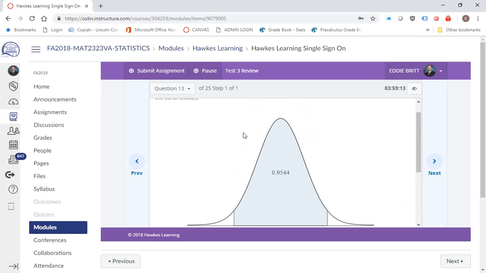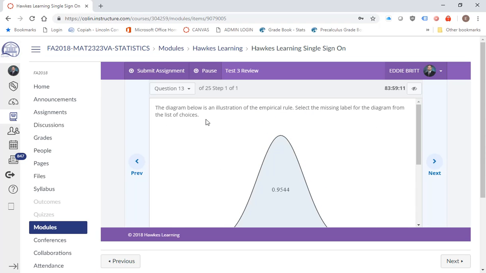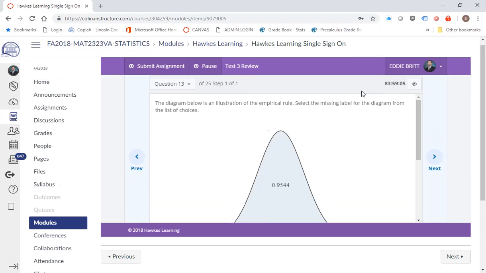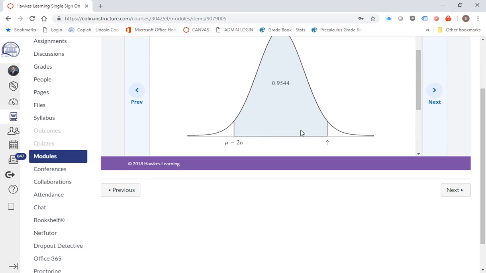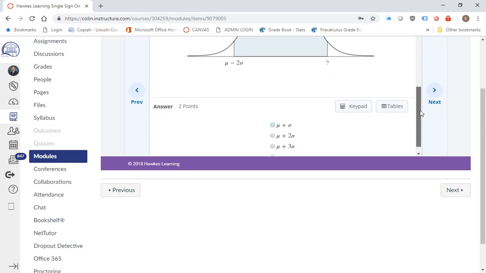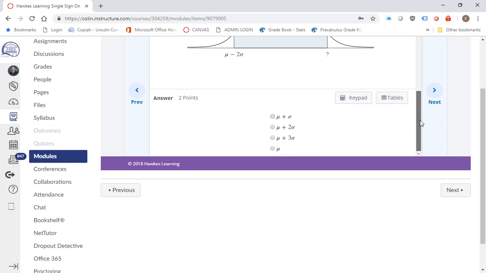Alright, let's see. The diagram below is an illustration of the empirical rule. Select the missing label for the diagram from the list of choices.